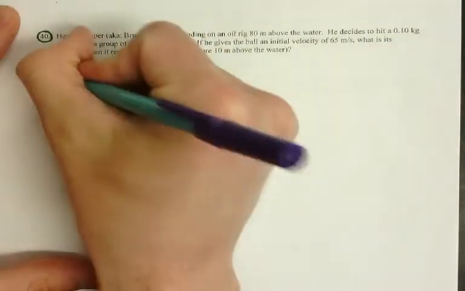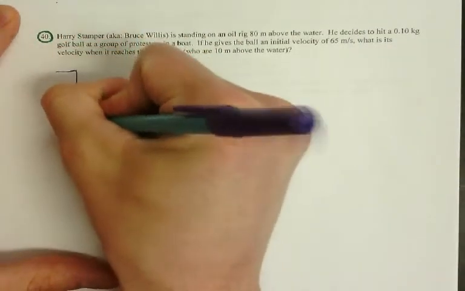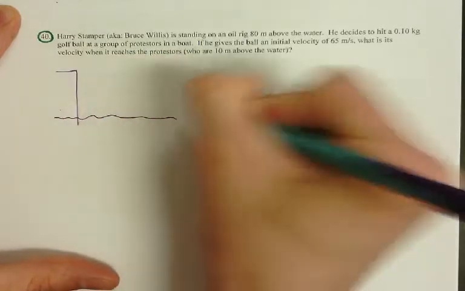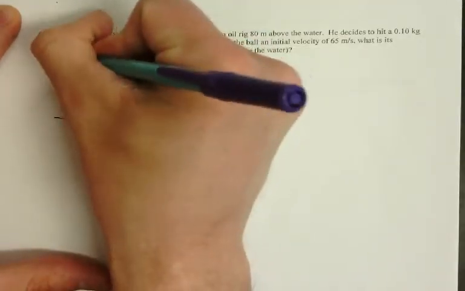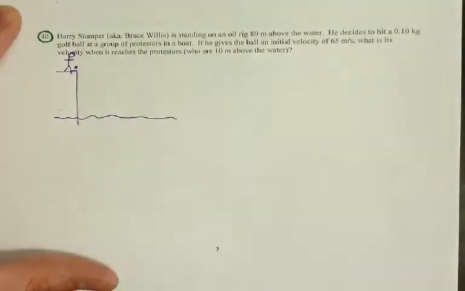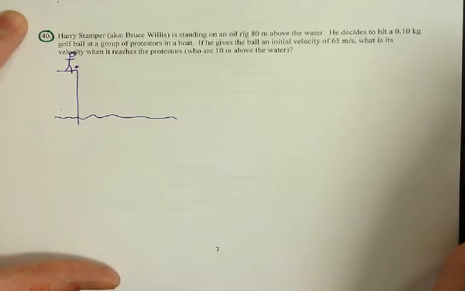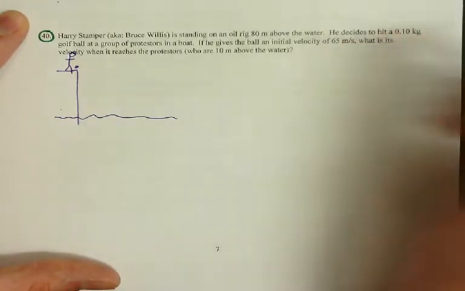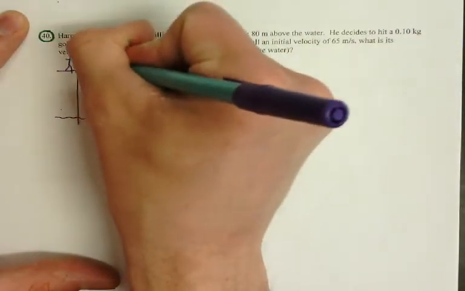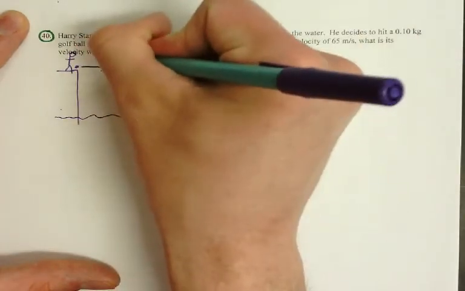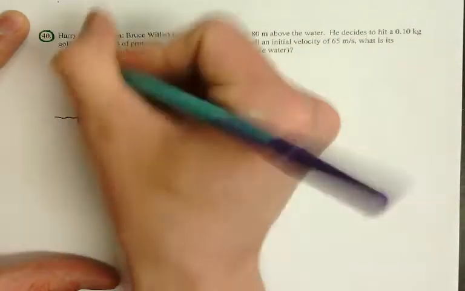What I do on number 40 is draw a diagram, which is what most of you did. So he's at the top of the oil rig. Here's my oil rig, here's the water, here's him, and here's the golf ball. It says he hits the golf ball with a velocity of 65 meters per second. So here's my velocity. So that's 65 meters per second.